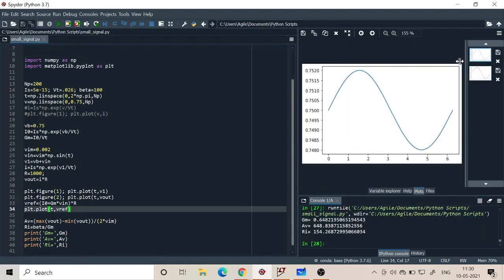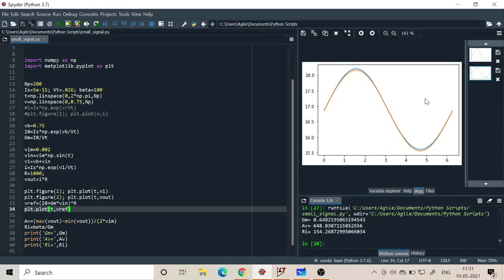The first thing I am plotting is basically my input. The input is a DC voltage of 0.75. You can see this 0.75 is my input voltage, and along with that I have a small sine wave which goes up to 2 millivolt, so 0.752, and it also goes down by 2 millivolt, to 0.748.